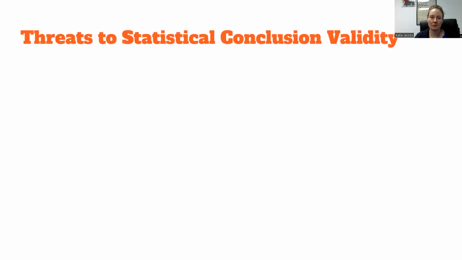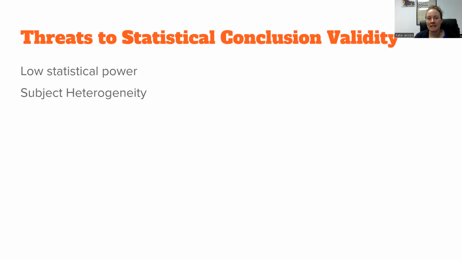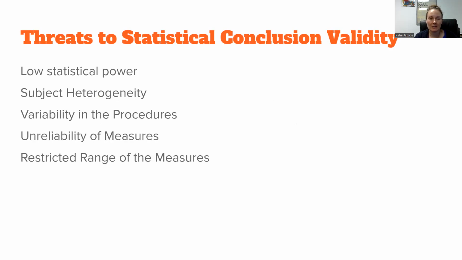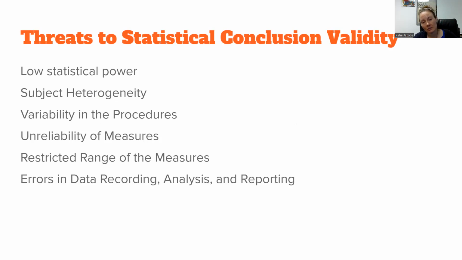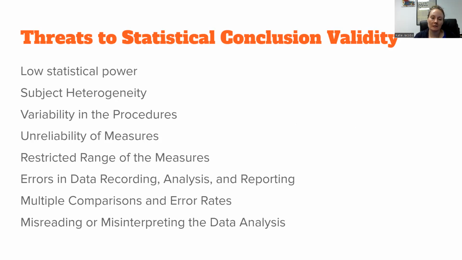All right, so there are some threats to our statistical conclusion validity, such as low statistical power, subject heterogeneity, variability in procedures, unreliability of measures, restricted range of measures, errors in data recording, analysis, and reporting, multiple comparisons and error rates, misreading or misinterpreting the data analysis. And these are some of the different ones that we have.